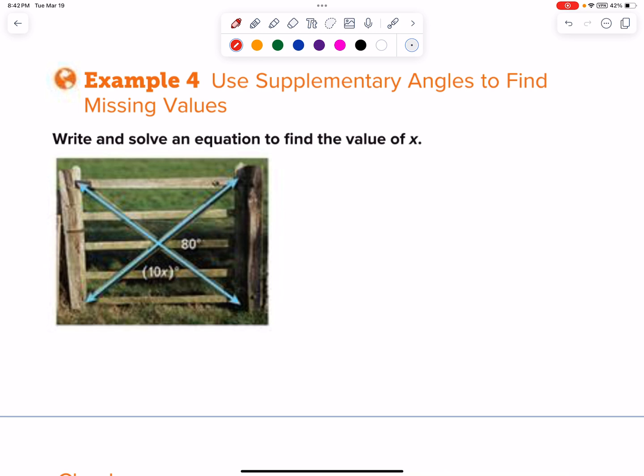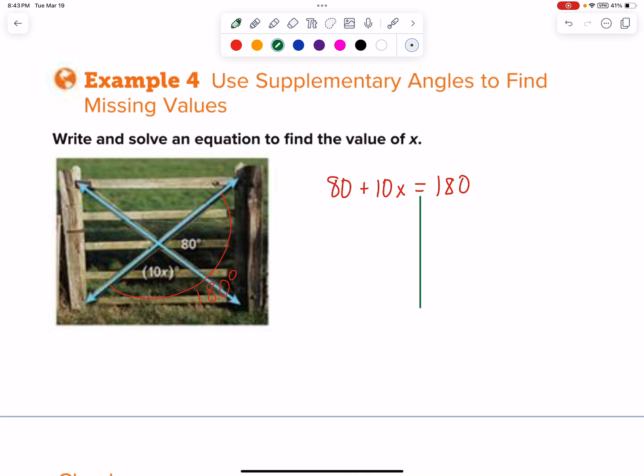So the first thing we're noticing is, oh, I have two adjacent angles, but they're sitting on this 180 degree line. Okay, let me make my pen thickness a little bit thicker. So let's go ahead and create your equation. So we have 80, and you could do 10x plus 80 or 80 plus 10x, doesn't matter, but it needs to equal the total of 180.